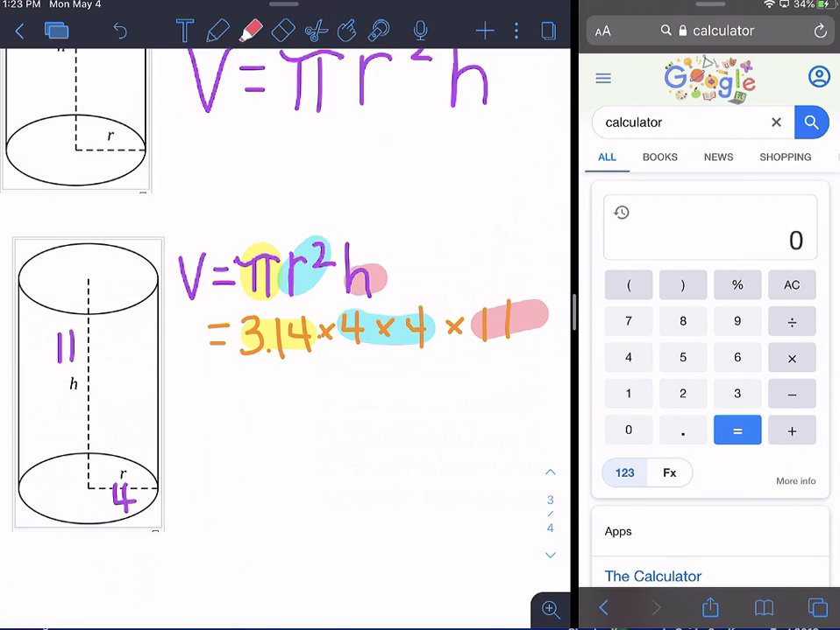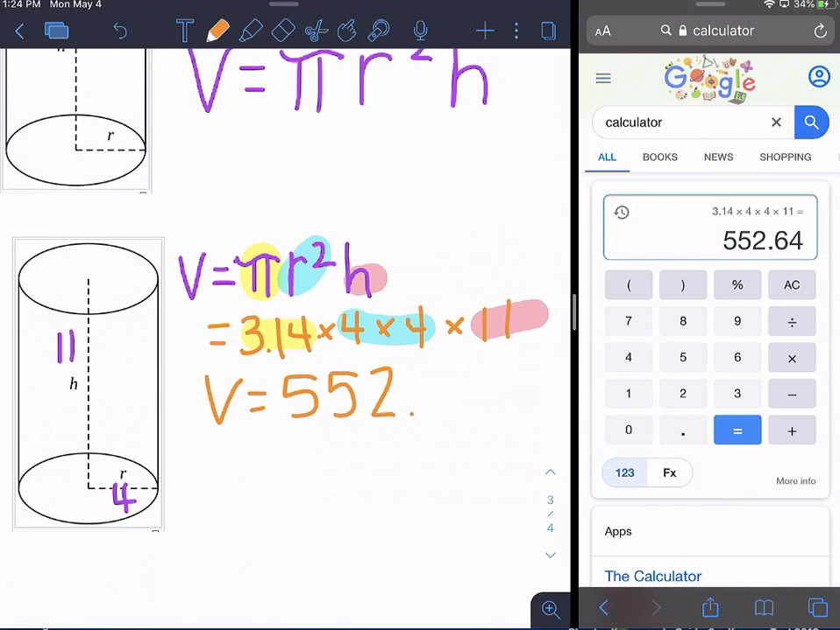Now we just type it into our calculator. 3.14 times 4 times 4. Make sure your calculator is actually typing in the correct things as you're going through. And then multiply that by 11, the height. So our volume would be 552.64.